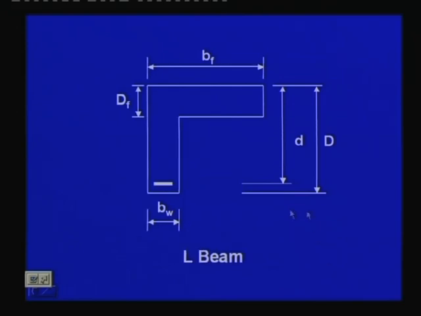We have one more cross section that is called the L-beam. You will mostly find the L-beam near the edge of the building, because on the other side you do not have a slab, so you have the flange on only one side. So, BW, DF, BF, D and capital D are the parameters with which you can describe the beam.